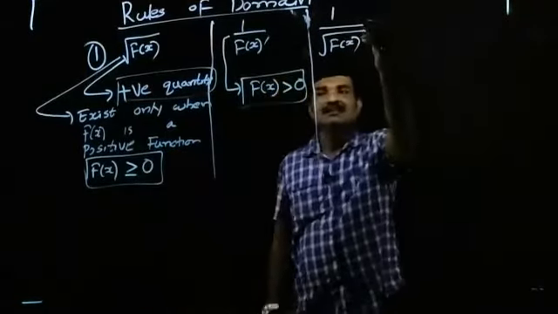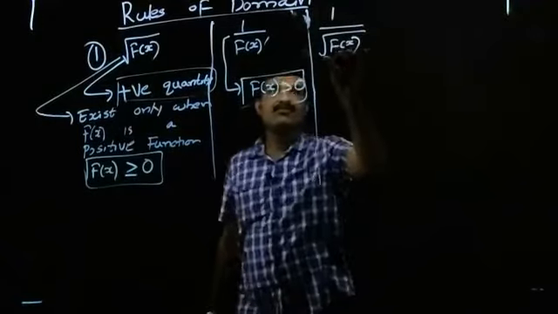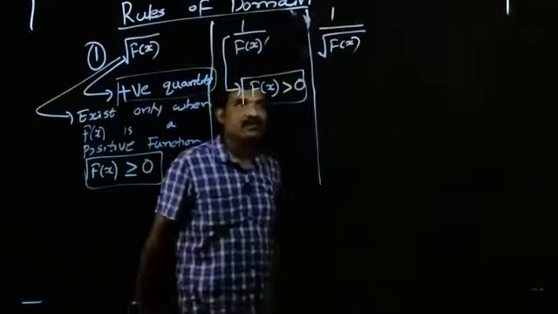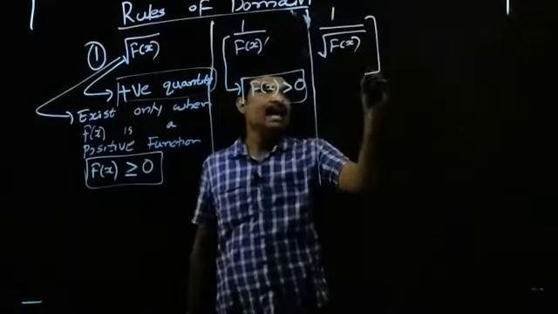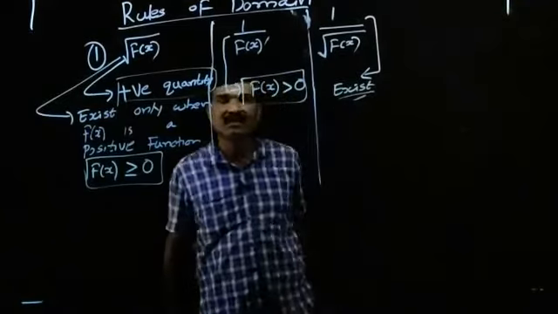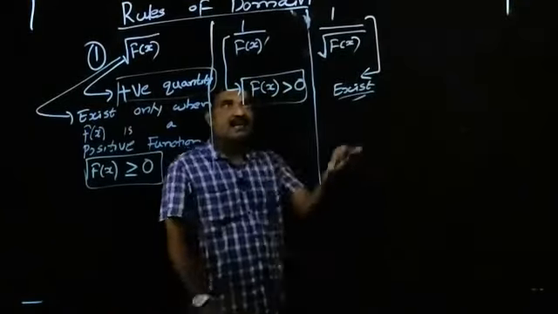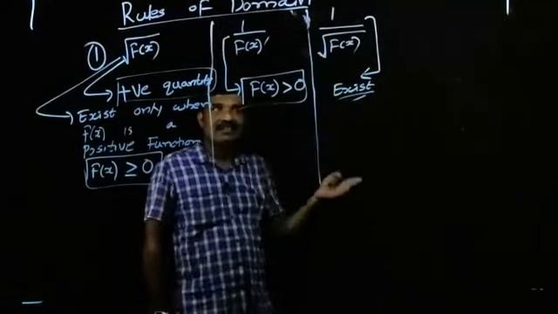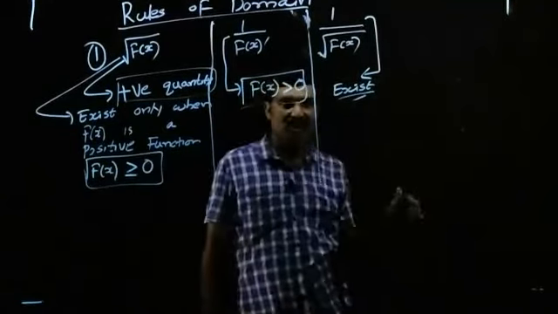Now look at this. Here f of x is under a square root and also in the denominator. So this will exist only if f of x is not equal to 0 and f of x is greater than 0. That means, as we already told, whatever is inside the square root should be a positive quantity.